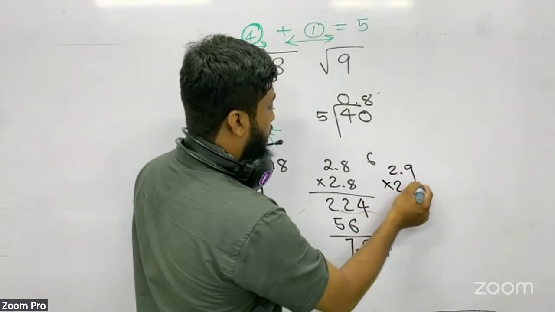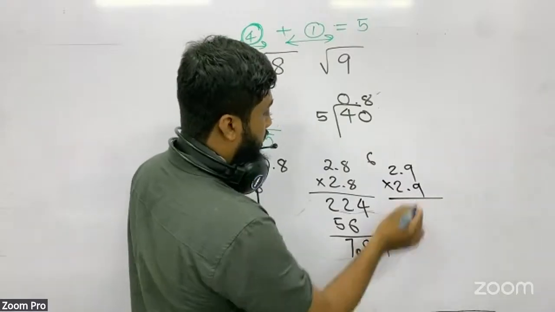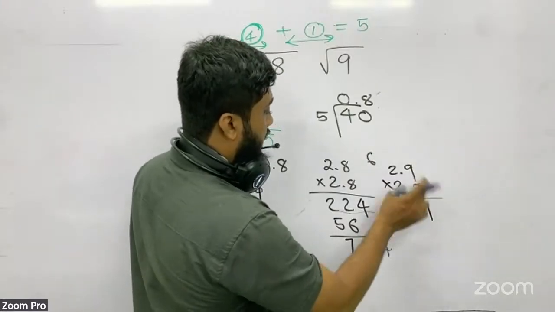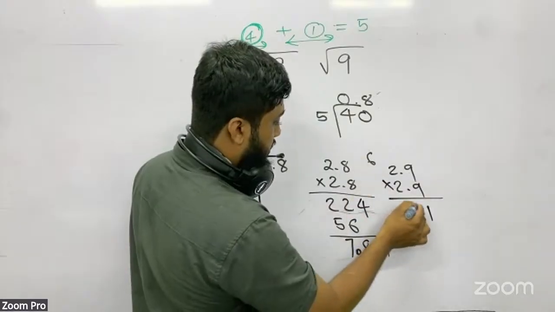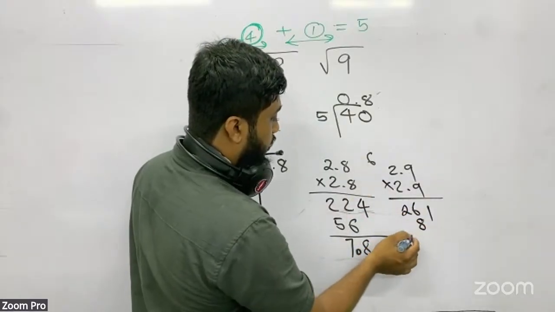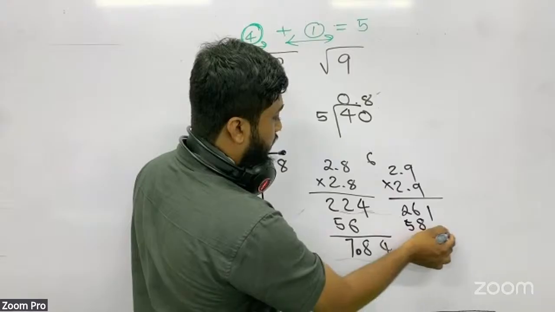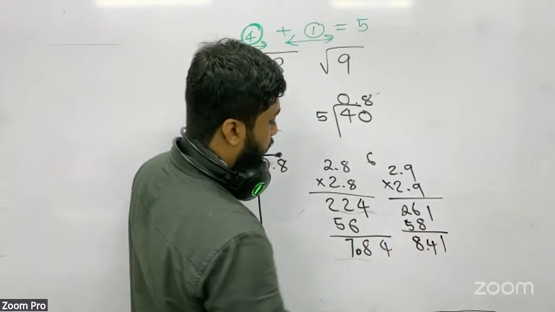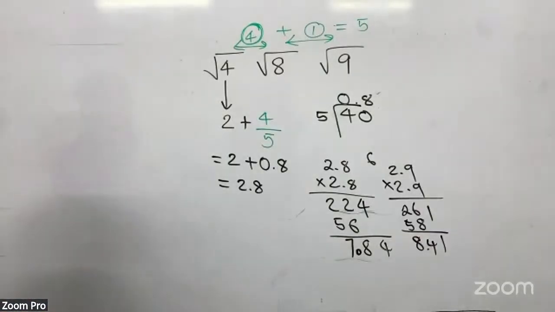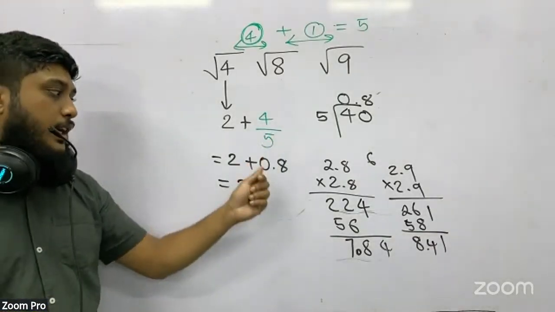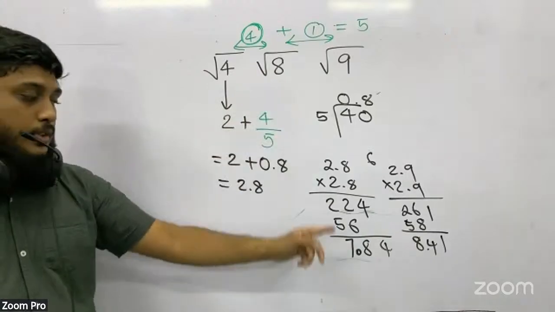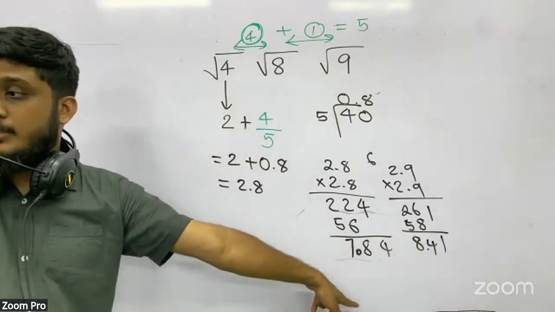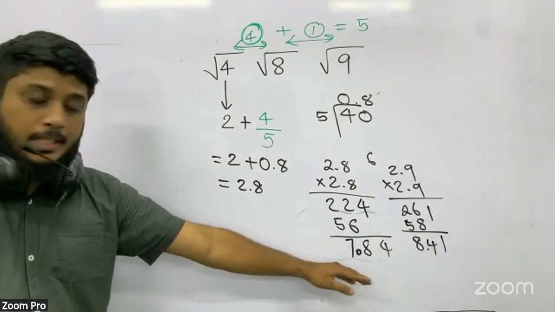Multiply 2.9 and 2.9. So you get 9 times 9, 81. 9 times 2, 18 and 2, 20. 2 times 9, 18. 2 times 2, 4, 5. Add this: 1, 4, 7, 8. 841 means 8.41. Which one is closer to 8 now? We have to find the value of root 8. Which one is close, 7.84 or 8.41? 7.84 is very close, no?